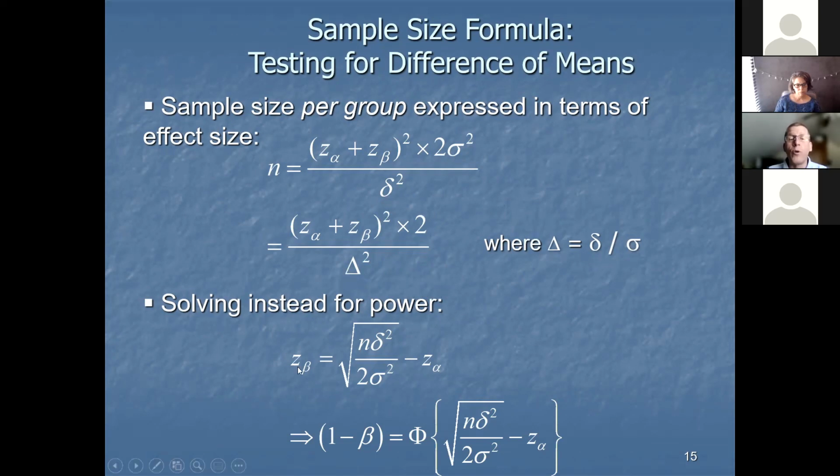Okay. Also, if I do some algebra, I can re-express that in terms of power. Again, the piece that I want to focus on is the z sub beta. It's a little bit more complicated because I need to use the area under the curve for a standard normal distribution. That's what this phi function is, but I can do that.